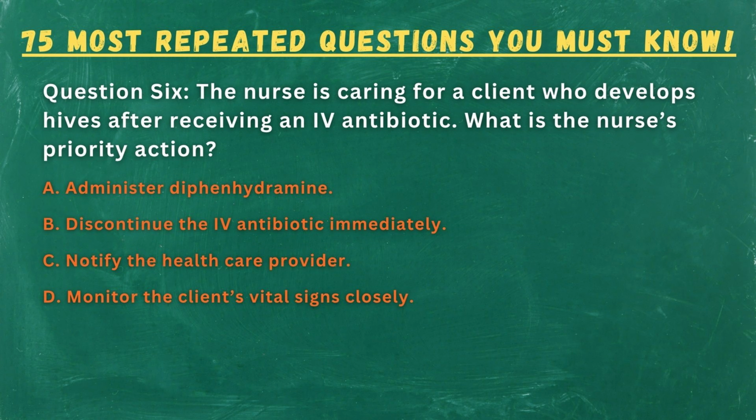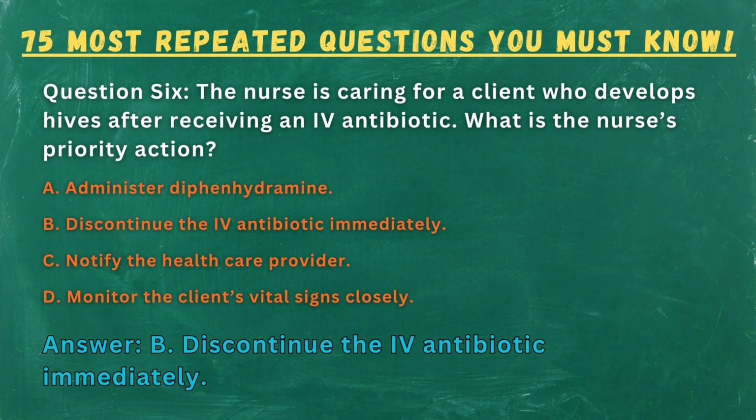Question 6. The nurse is caring for a client who develops hives after receiving an IV antibiotic. What is the nurse's priority action? A. Administer diphenhydramine. B. Discontinue the IV antibiotic immediately. C. Notify the healthcare provider. D. Monitor the client's vital signs closely. Answer. B. Discontinue the IV antibiotic immediately.